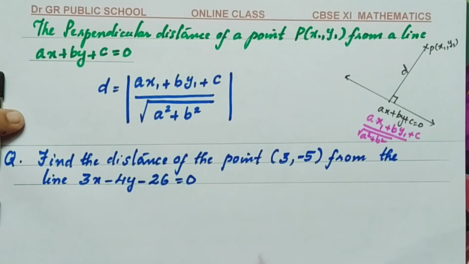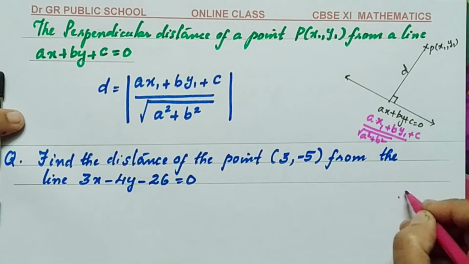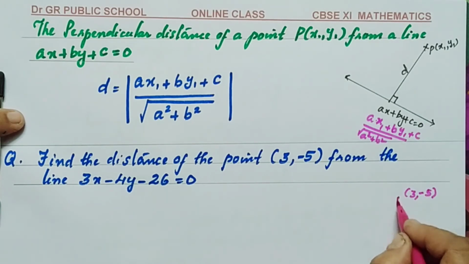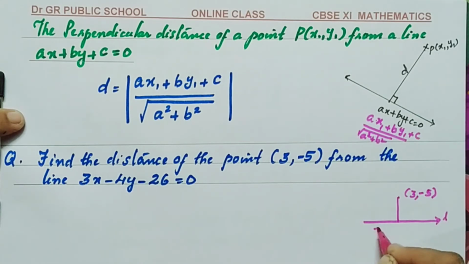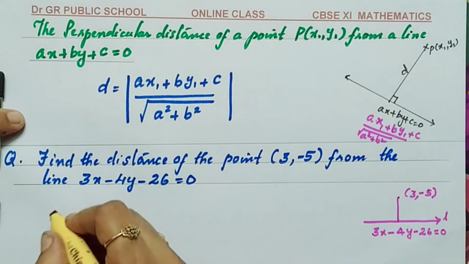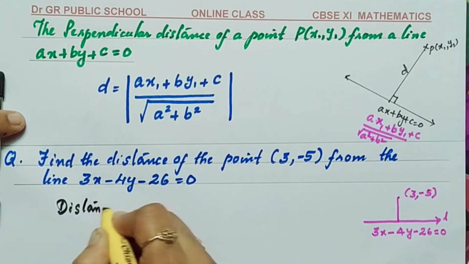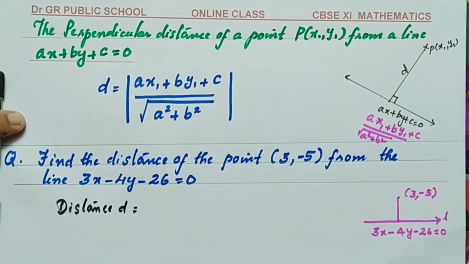Find the distance of the point 3, minus 5. Suppose the point is given as 3, minus 5. You need to find the distance of this point 3, minus 5 from the line. The line is given as 3x minus 4y minus 26 equal to 0. Without byhearting the formula, we can do the distance d, the perpendicular distance d equals, the given equation is 3x minus 4y minus 26 equal to 0.